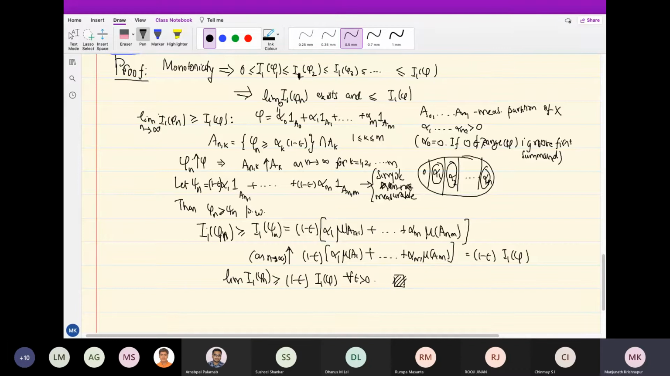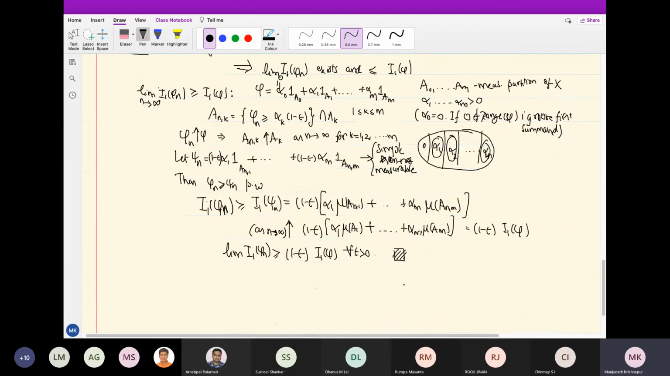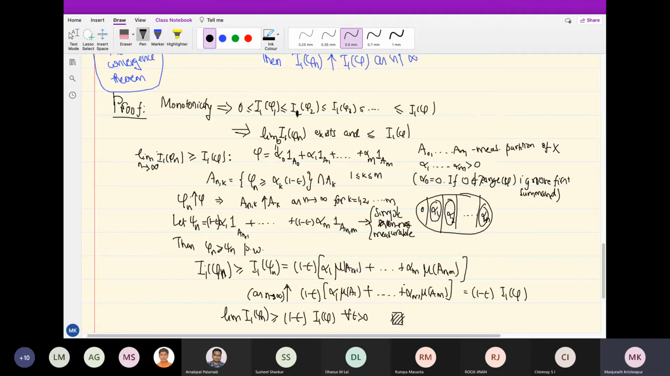So it's true for all epsilon, hence it's true. So that limit is greater. So this is the monotone convergence theorem. Any questions, or if there is something not clear, I can repeat.